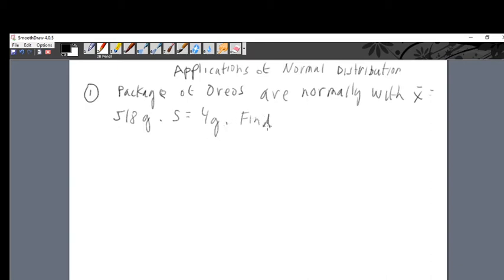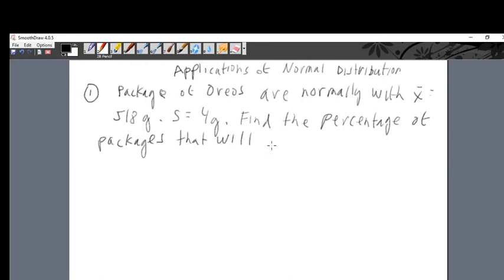Here's the question. Find the percentage. Right, so it's a word problem. We're going to have to use what we learned previously in a word problem. Find the percentage of packages that will weigh less than 510. On their package, it says 510. They want to know how many people are going to call up and complain, the ones who actually do the weighing, that it will weigh less than 510 grams, because that's what they have on their package. It says 510 grams, or supposedly it does.